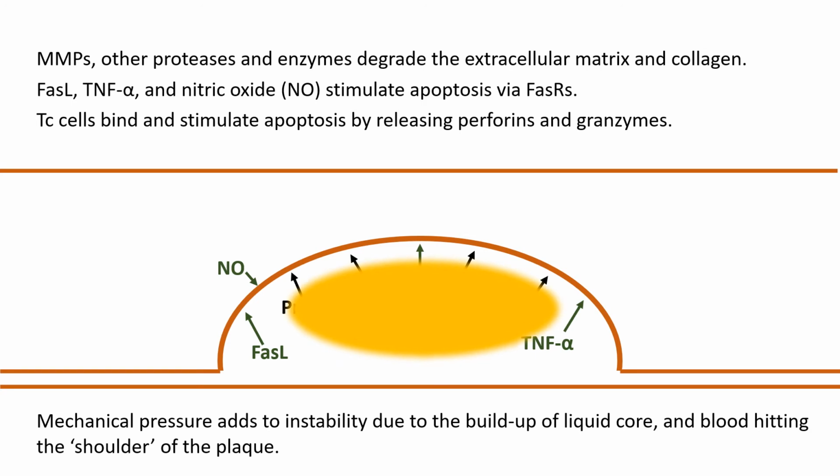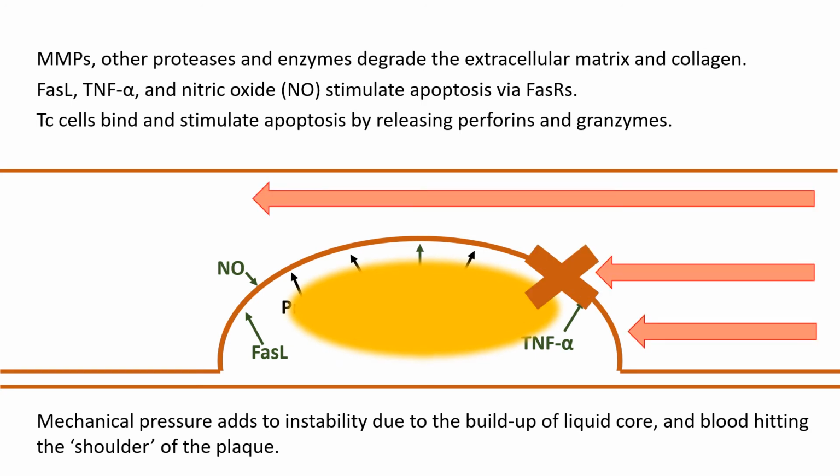In addition, we have that mechanical pressure, both from within due to the build-up of a liquid core, but also because of blood flowing down the vessel and hitting the shoulder of the plaque. And this is often where plaques will rupture. And if you put into the mix here a little bit of hypertension, a little bit of vasoconstriction maybe because you've activated the sympathetic nervous system, then that shear force from the blood is going to increase.